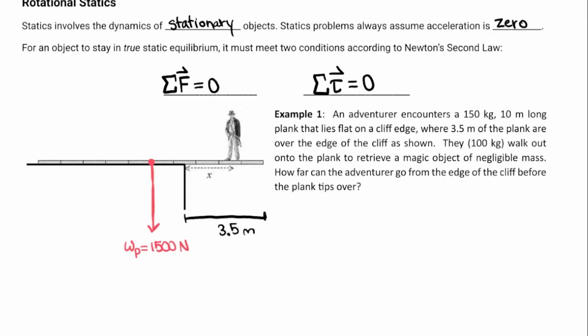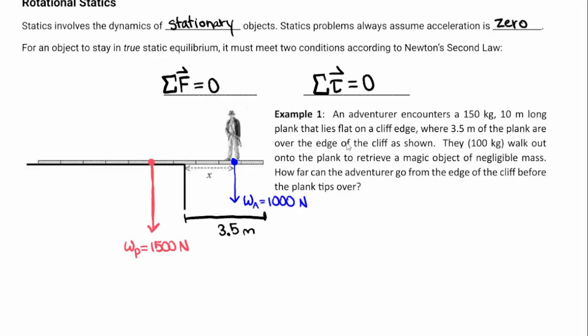Okay? And then our adventurer over here also has a weight that we need to write down. Again, this one's going to be bearing down just where they're standing. And this weight, let's call it WA, is going to equal about 9.8 times 100, or 10 times 100, which will be 1000 newtons. So that's all of the stuff there.